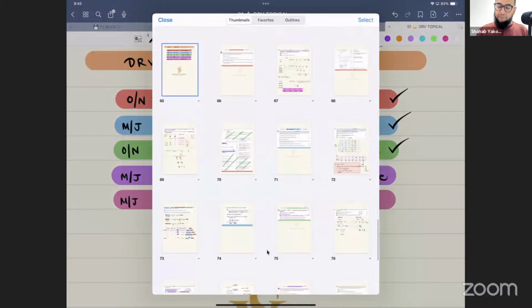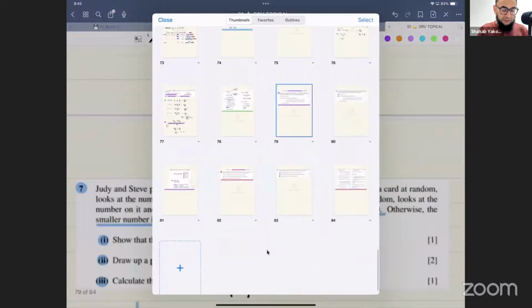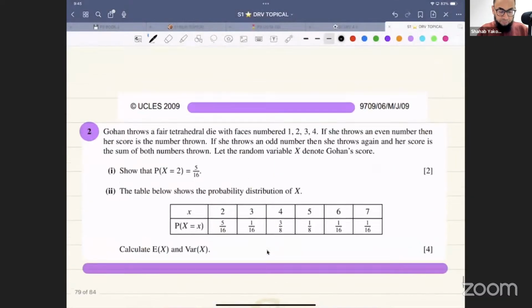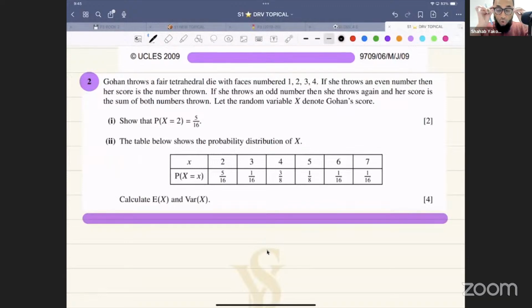So we are over here. Now this question, let's go over this. It says Gohan throws a fair tetrahedral die. So now this is about Gohan. Hold for a second. Let me write over here. So now this is Gohan and die.